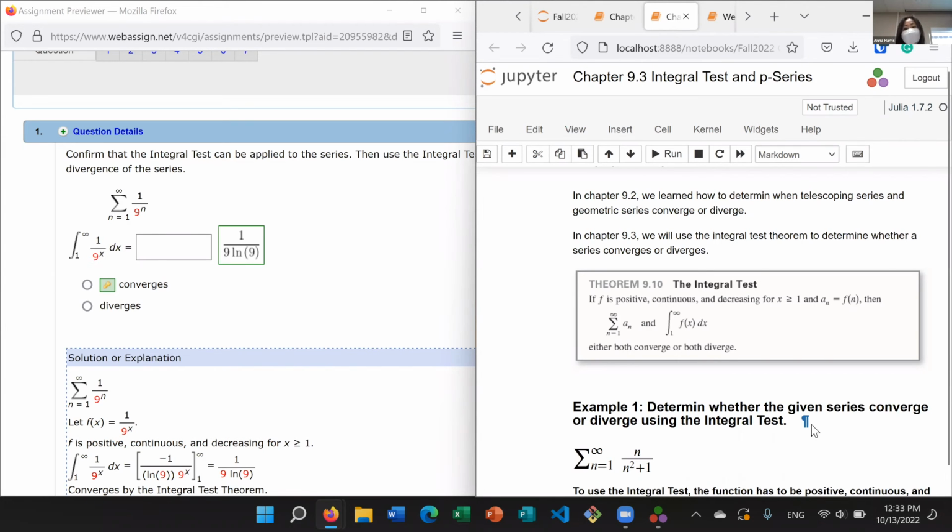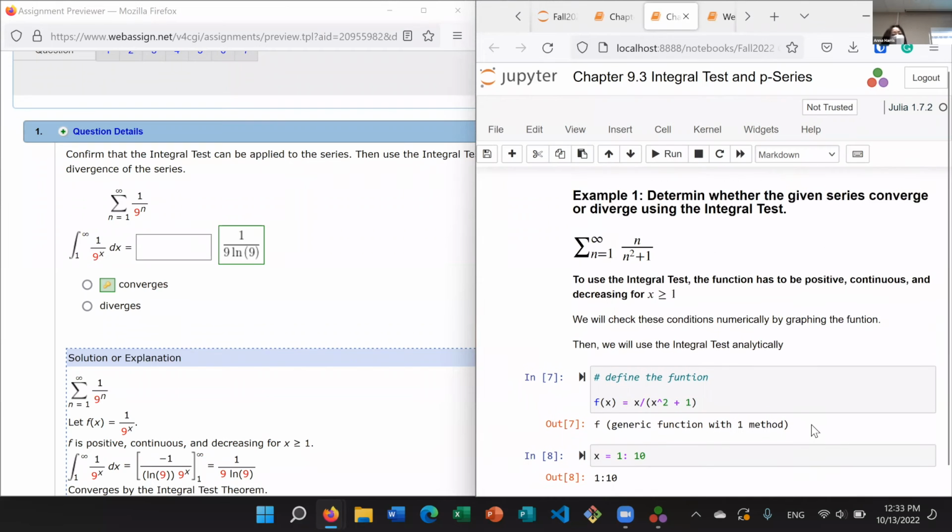So what I did for your problem, example 1. For this example 1, I want to know whether this converges or diverges. Which test do I want to try? The integral test. Look at this problem. This problem is not a geometric series. This is not a telescoping series. Is everybody with me? So I am forced to use what? The integral test.